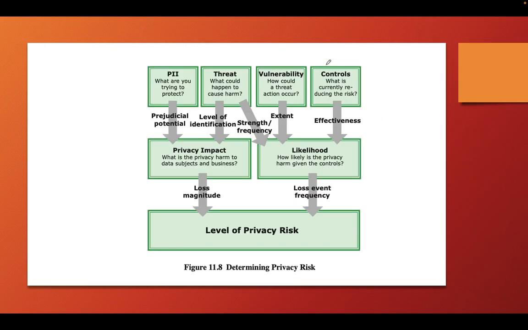The next one is figure 11.8, determining the privacy risk. Like we said earlier, when you try to determine how much privacy risk is present, you first look at the PII, personally identifiable information. What are you trying to protect? Your asset, the personally identifiable information. Then the threat, what could happen to cause harm to what you are trying to protect. Both of these are called the privacy impacts.